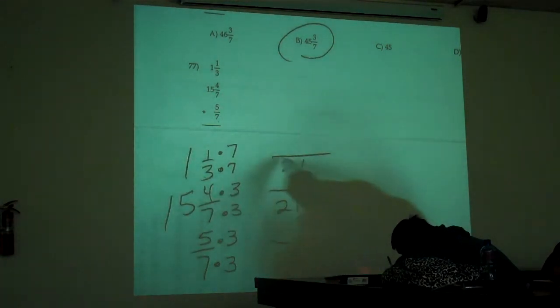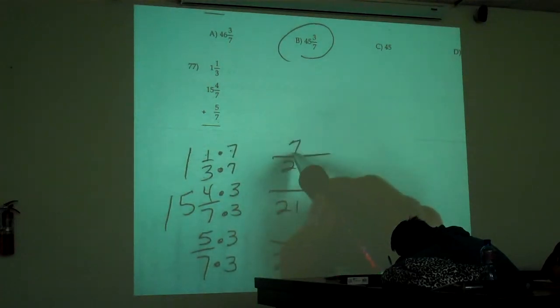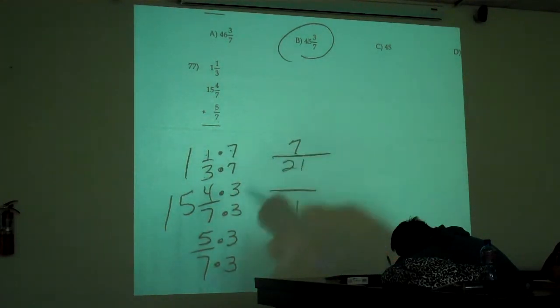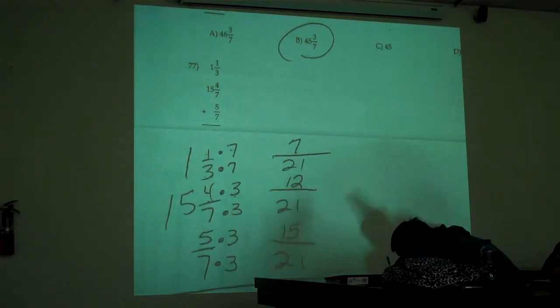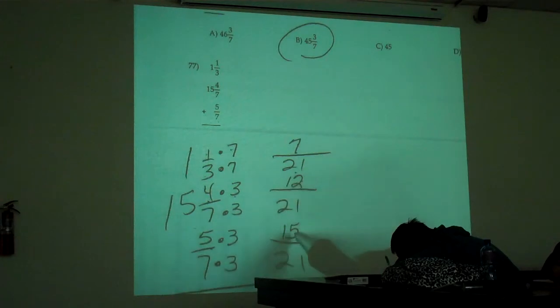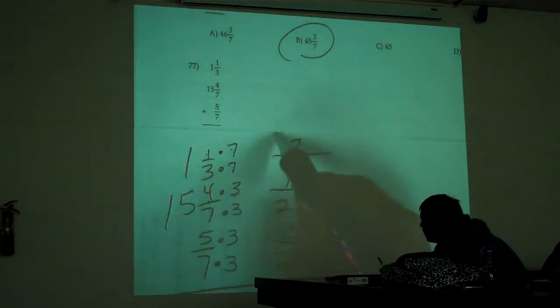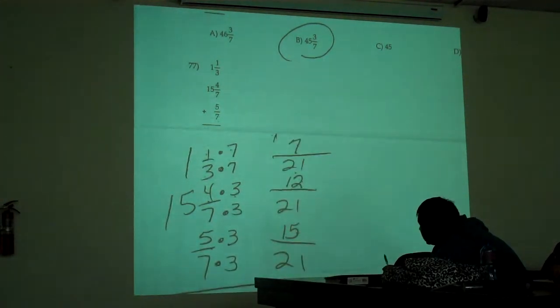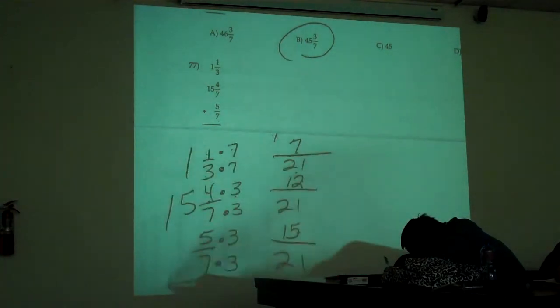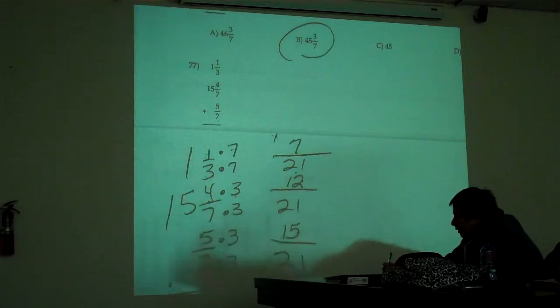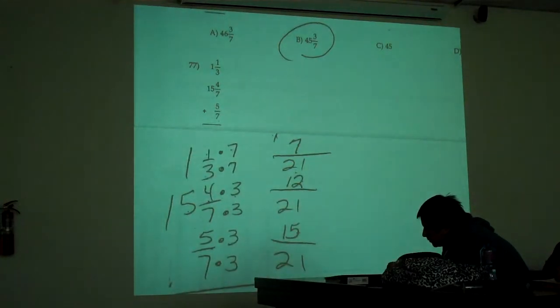Okay, so the first number is 1 times 7 is 7. Our second fraction, 4 times 3, is 12. Third fraction, 5 times 3, 15. So now we have 7, 8, 9, and 5 is 14. 1, 2, 3. 34. 34 over 21. Then our whole numbers. There's no number here, so just 15 and 1 is 16.